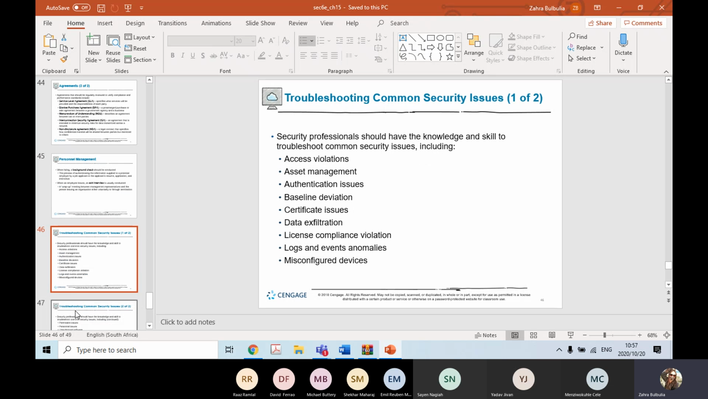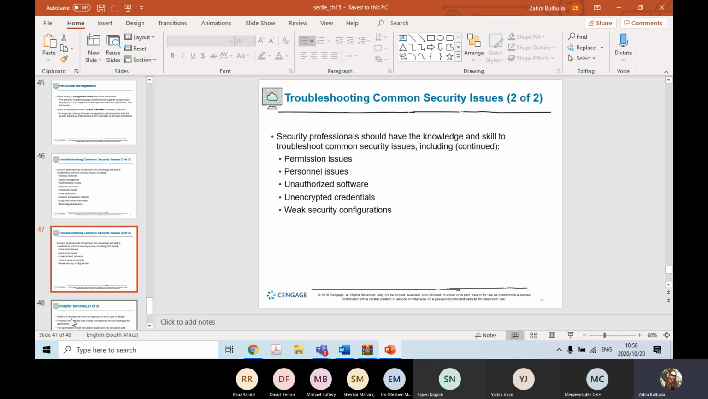Okay, troubleshooting common security issues. Security professionals should have knowledge and skill to troubleshoot common issues, including access violations, asset management, authentication issues, baseline deviation, certificate issues, data exfiltration, etc. These are the fields that a security professional should know. And they should also troubleshoot unauthorized software and unencrypted credentials.